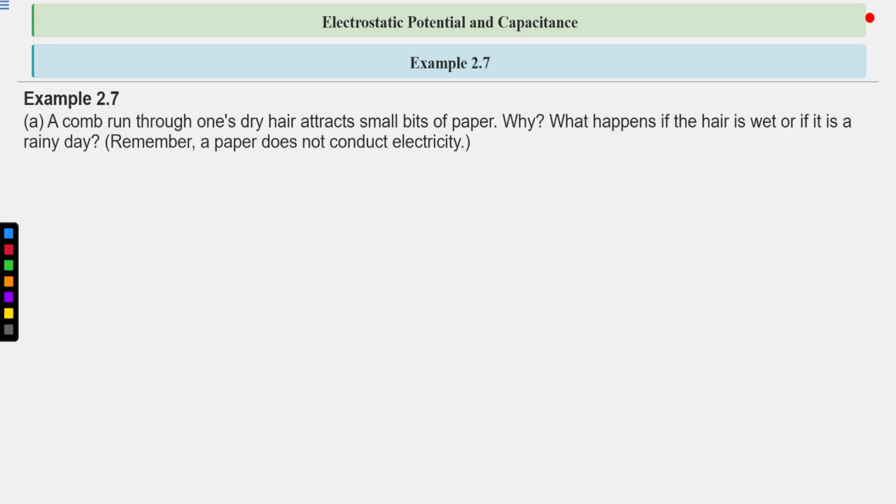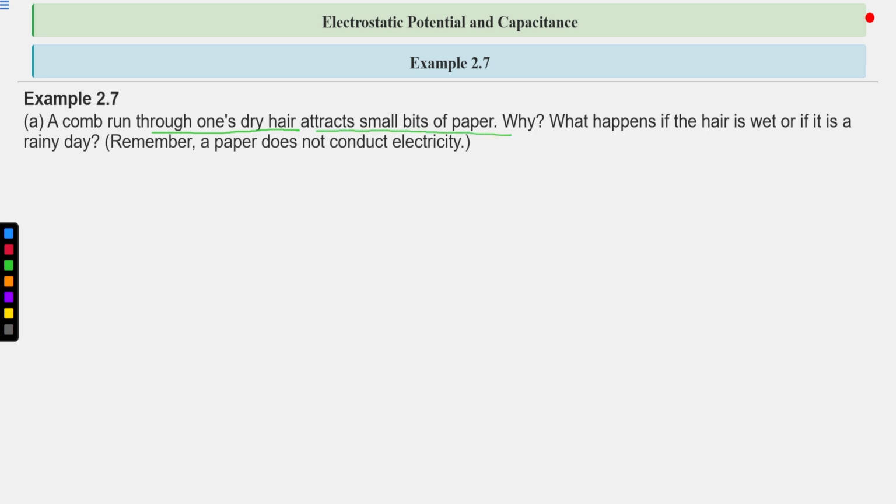Okay, there is example 2.7. A comb run through one's dry hair attracts small bits of paper. Why? What happens if the hair is wet or if it is a rainy day? Remember, paper does not conduct electricity. So a comb run through one's dry hair. This is something you used to call magic in childhood, when we run a comb or scale in dry hair and then attract small bits of paper. Then we call it magic. So what is the physics behind it?